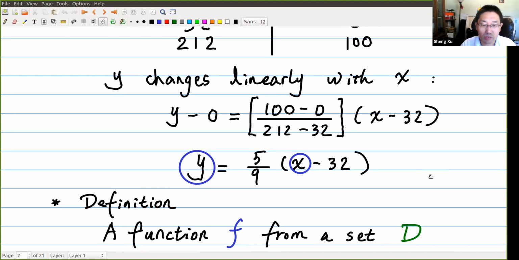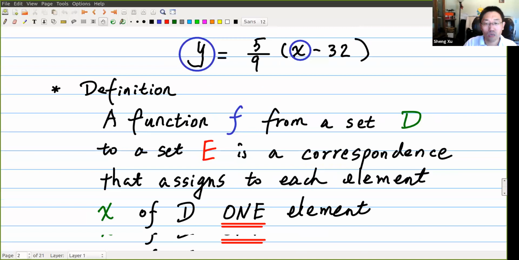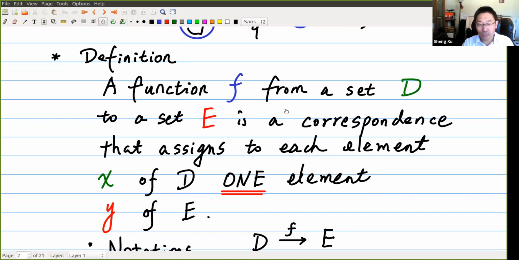But now let's get to business. What's the definition of a function? I think it's very easy to understand this description now. A function, I call it f. This f is like a mechanism, or like a machine. A function, or a relation, or mapping, or correspondence, we have a lot of ways to see the same thing. Of course, in mathematics, we prefer the word function. So a function f from a set D to a set E.